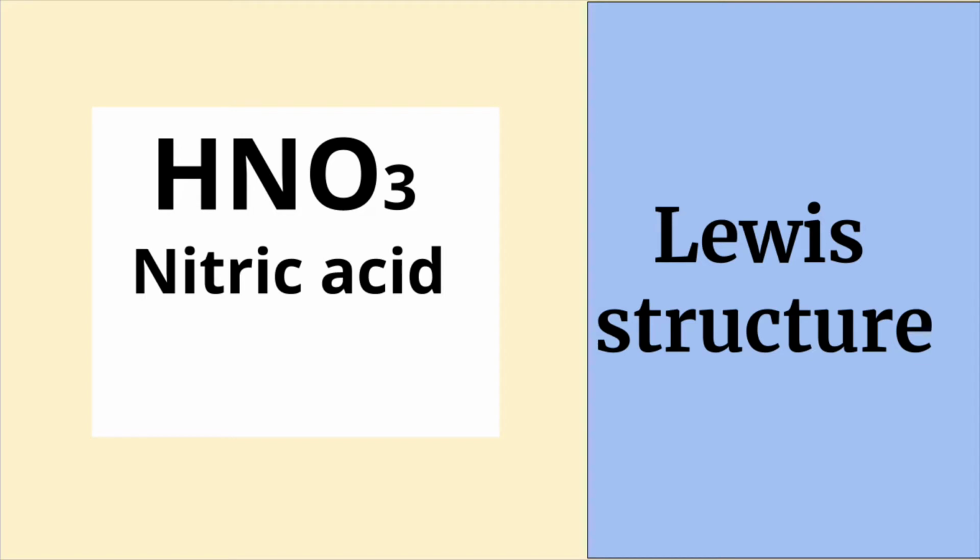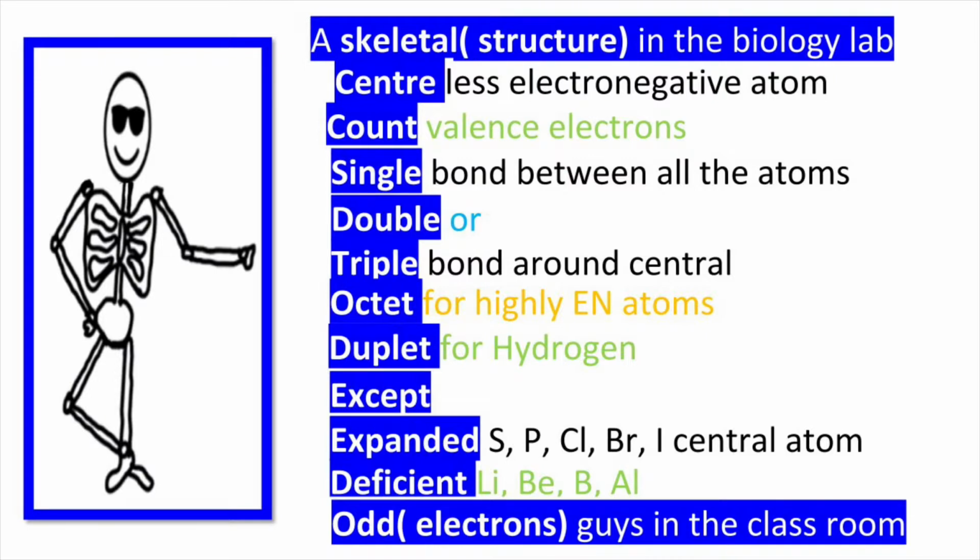Let us analyze how to write the Lewis structure of HNO3, nitric acid. To write a Lewis structure very easily, let us see one mnemonic: A skeletal structure in the biology lab center. Count single, double, triple, octet, duplet, except expanded, deficient, odd guys in the classroom. Look at the first step, skeletal structure.